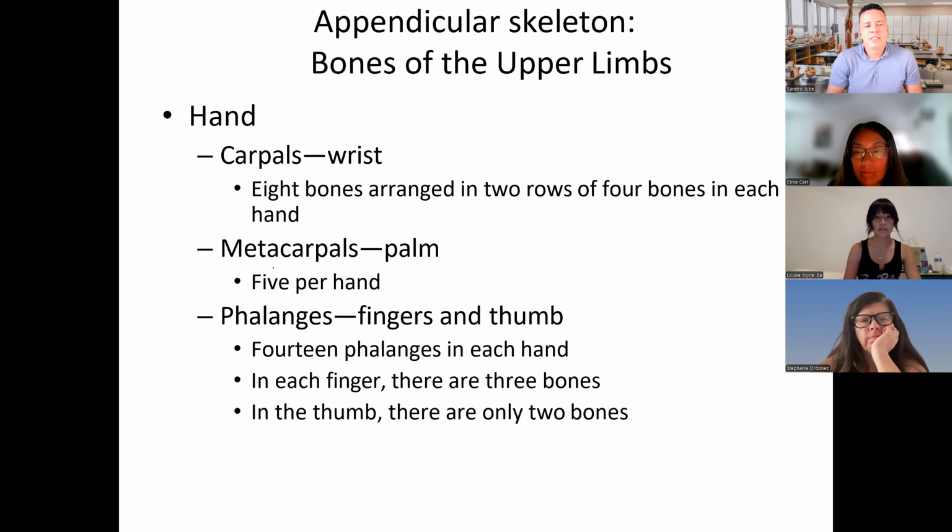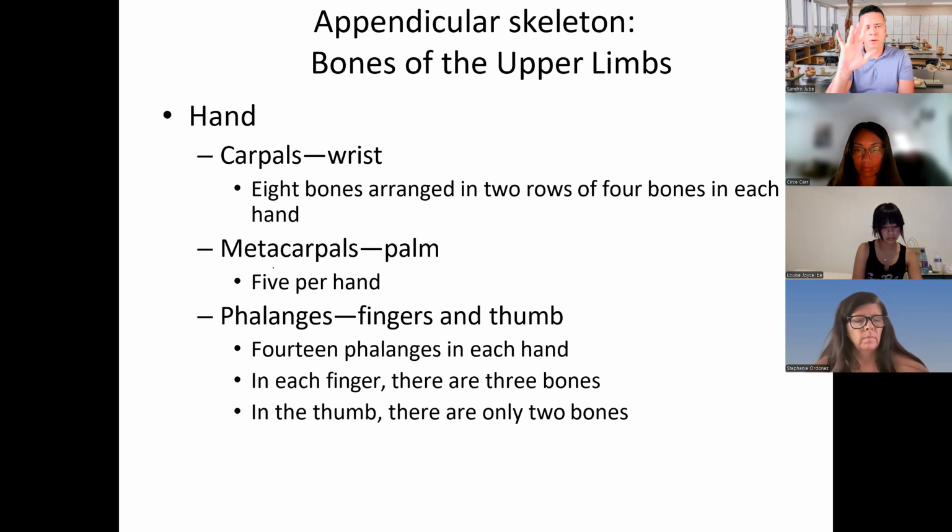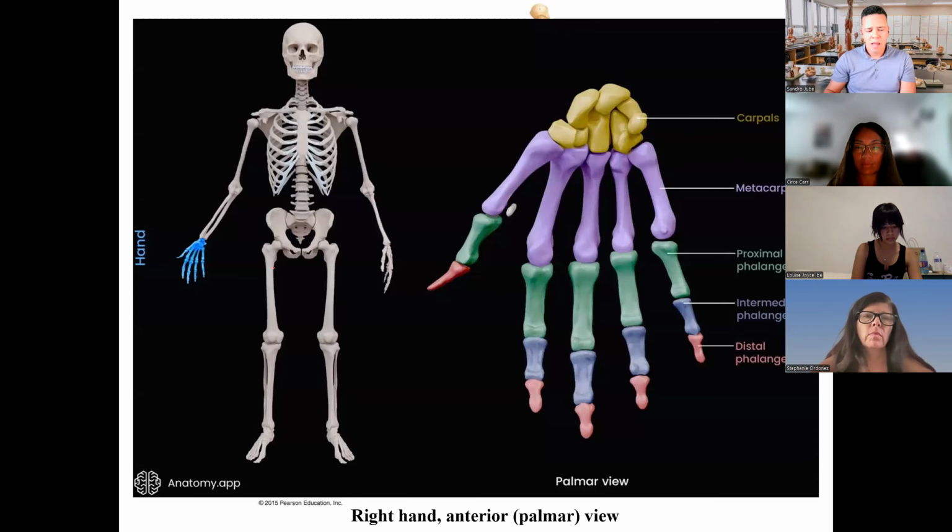All right, moving on. Let's talk about the wrists and our hands. So the hands are divided into several different bones. We have the carpal bones, which are the bones of the wrist. We have the metacarpal bones, which are the bones of the palms of the hands. And we have the phalanges, which are the bones of the fingers.